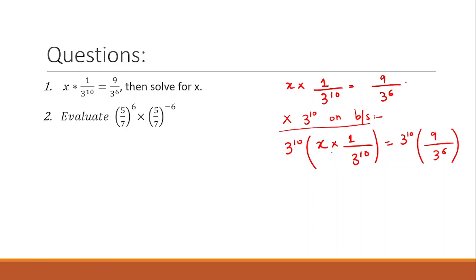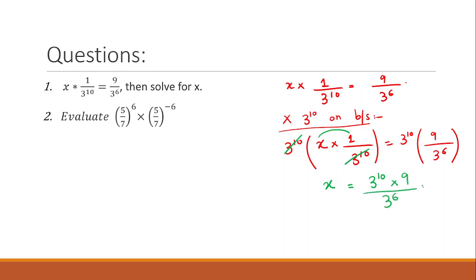Now this can be cancelled by this because they are both in division and multiplication. 3 to the power 10 multiplied by 1 over 3 to the power 10, so basically 3 to the power 10 divided by 3 to the power 10 will be cancelled. So you will be left with x multiplied by 1, and x multiplied by 1 is simply x. Now you can simply write x equals 3 to the power 10 multiplied by 9 divided by 3 to the power 6.